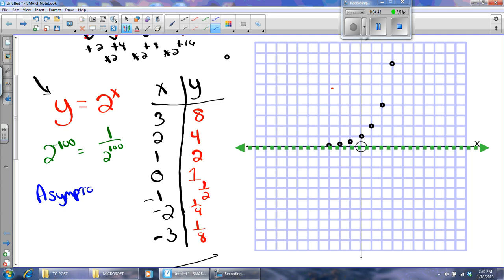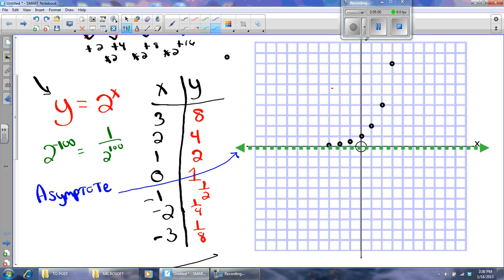Asymptote. And the way I think of an asymptote, it's a force field, a barrier. It keeps the graph from crossing it. And all exponential functions will have an asymptote. It's a number they're approaching, but will never get to or go beyond.